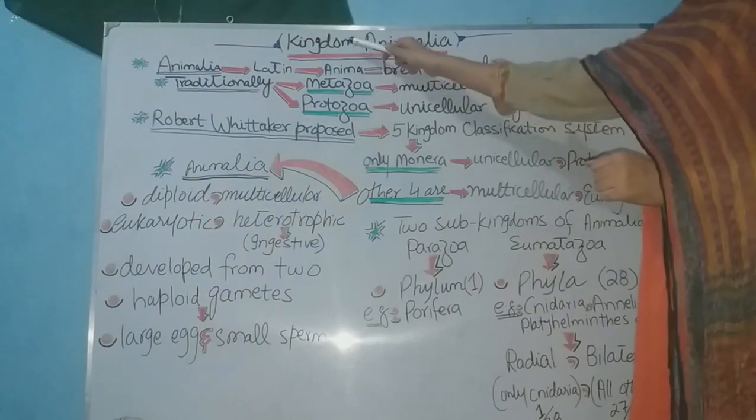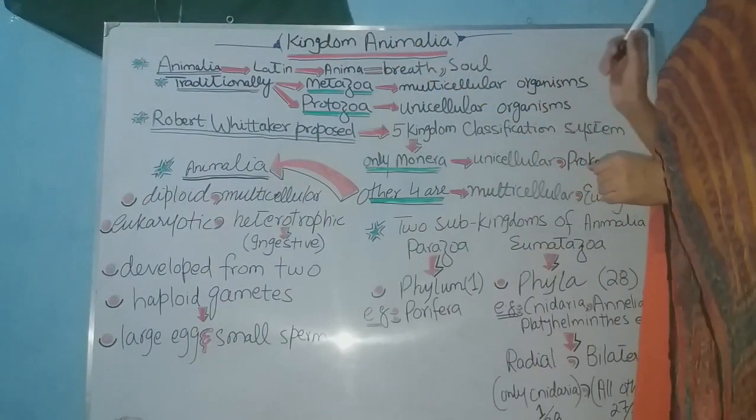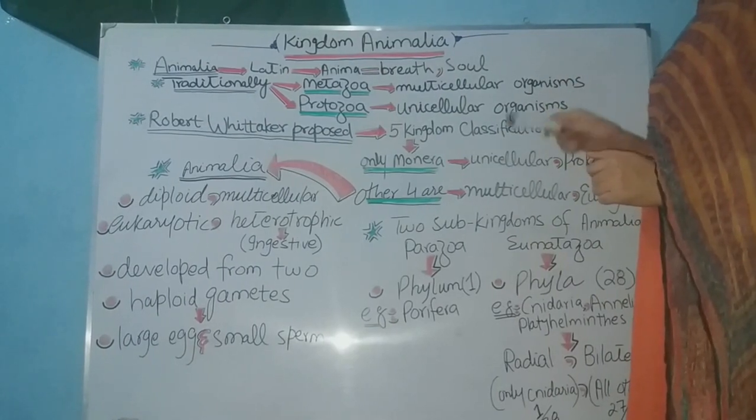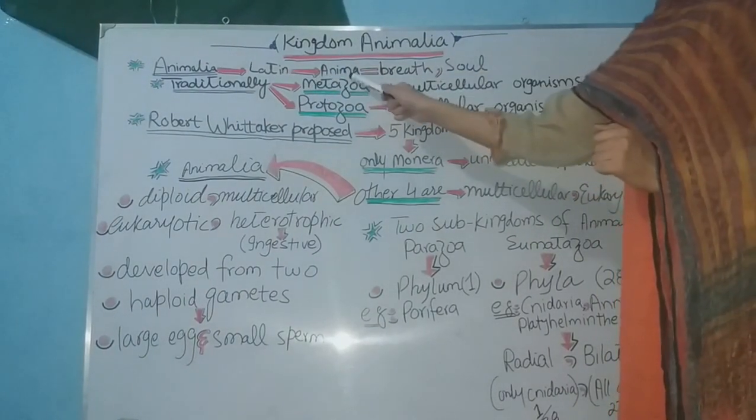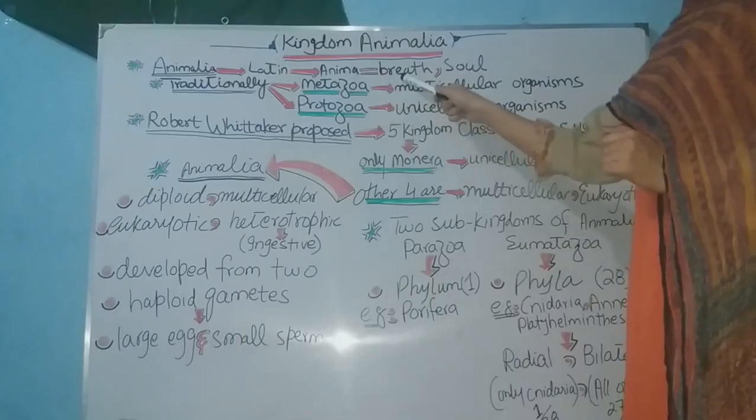Today we will talk about the kingdom Animalia. The word Animalia has been derived from the Latin word anima. This word anima means spirit or soul.